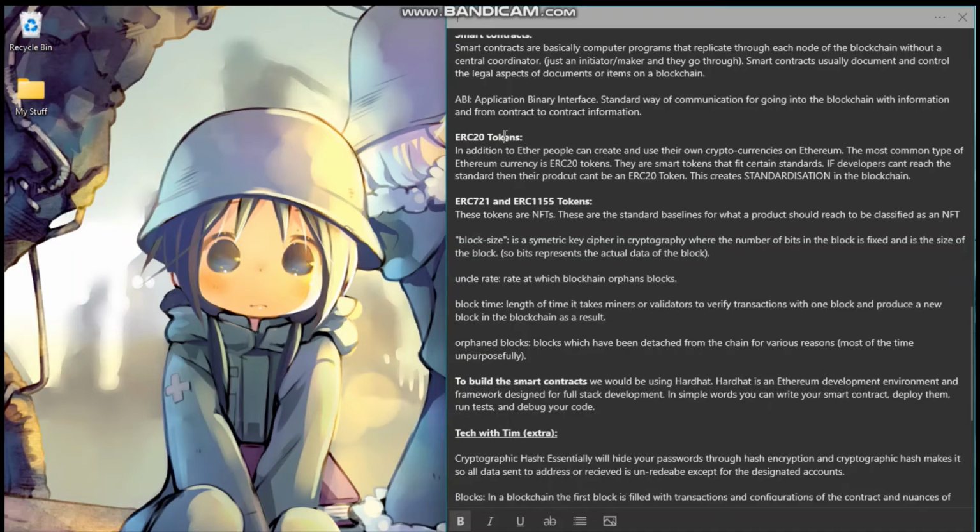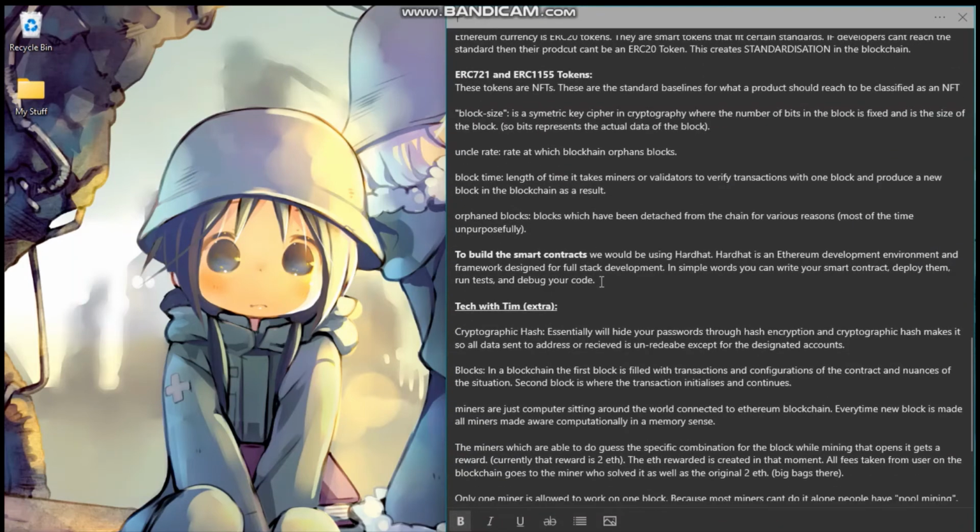They basically give rules for how a cryptocurrency should be and how an NFT should be, and you have to follow those rules if you want your NFT or cryptocurrency to be on the Ethereum blockchain, which is kind of good because it gives the Ethereum blockchain a standard of quality, which is always excellent.